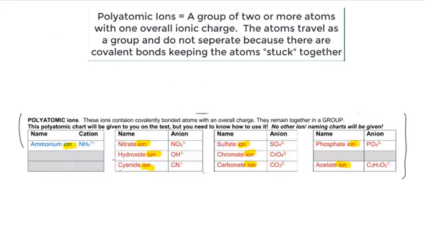Now we have another group that's called polyatomic ions, which is a group of 2 or more atoms with an overall charge. And they stay as a group. They're not going to break apart. They're covalently bonded together to keep them as a group. And some examples of polyatomic ions is ammonium, which notice that it's NH4, but then that whole NH4 group has a charge of +1. NH4 with a +1 or a 1+ charge. That's our only example of a cation that's a polyatomic.